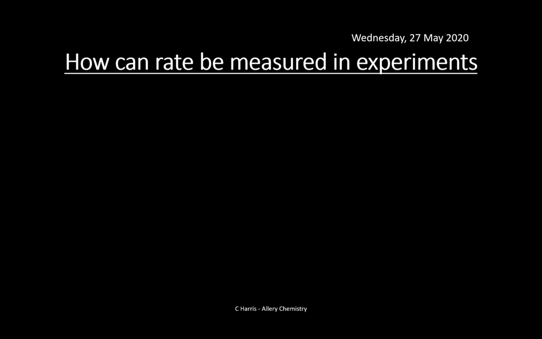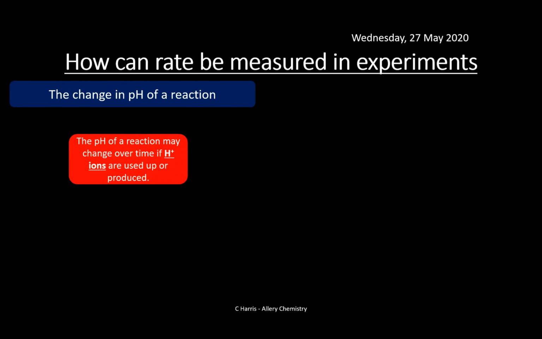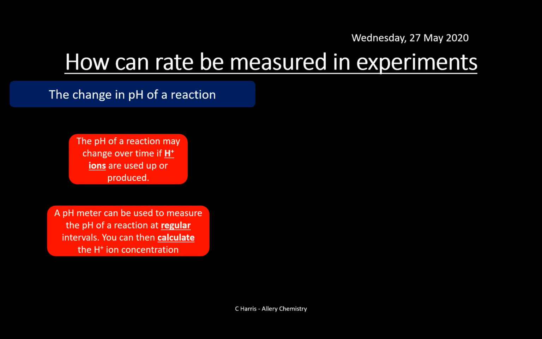So carrying on with how reactions can be measured, we can also look at a change in pH. As a reaction proceeds, the pH may change, and that might be the case if H+ ions are being produced as a product, or if H+ ions are being used up as a reactant. We can measure the pH change quite simply using a pH meter, and we measure the change in pH over time. Then we plot a graph of the change of pH against time, and we can monitor the rate of reaction there as well.